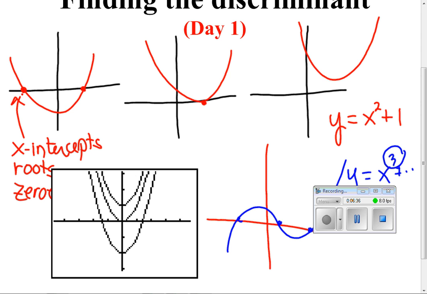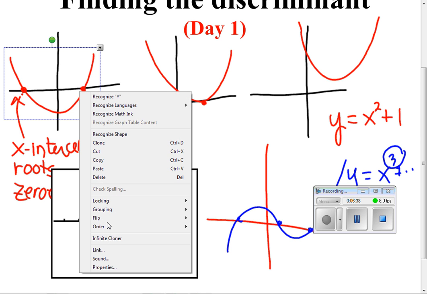These are, what do you call these? X-intercepts. Now, why am I doing this? I'm doing this because when I show you the discriminant, you're going to be going, what are you doing? Because it's so abstract. This is our goal.